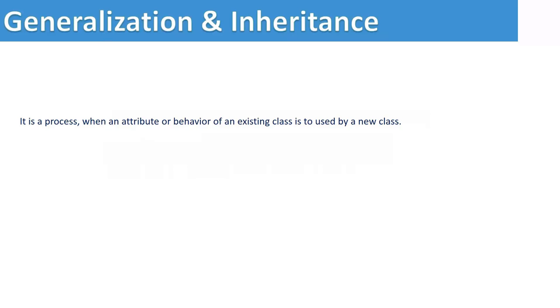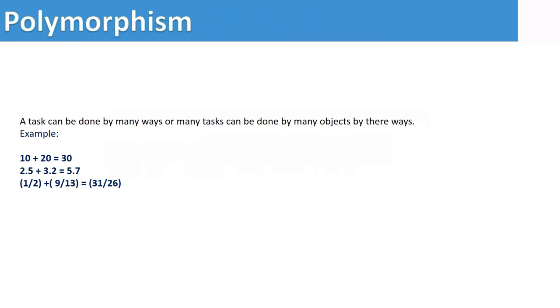Now the next one is polymorphism. By the name itself, polymorphism means having many forms. Means a task can be done in many ways, or many tasks can be done by many objects in their own ways. Let's take an example of addition of two numbers. Here all examples are known as addition, but we know that it can be solved in different ways.